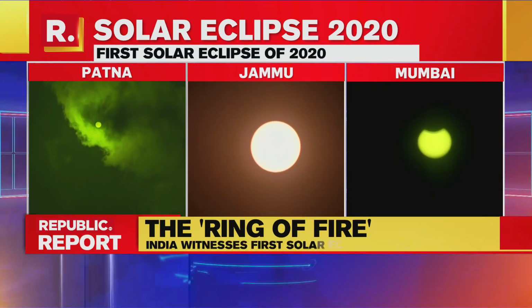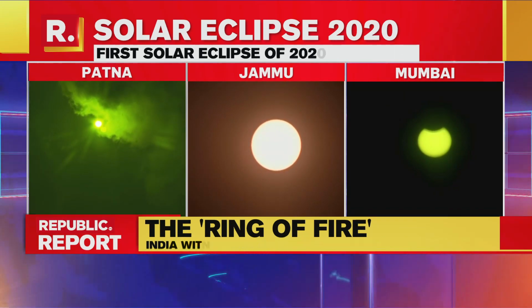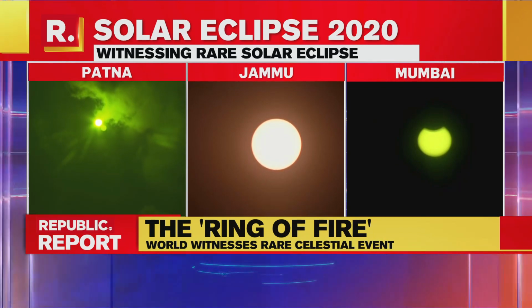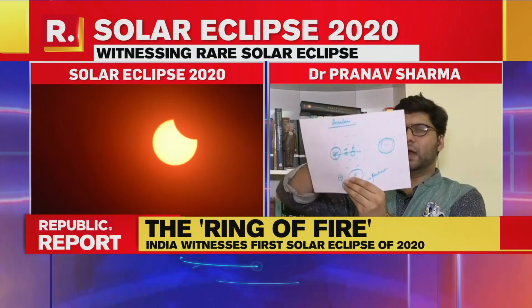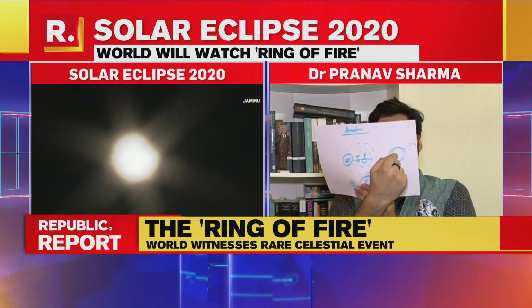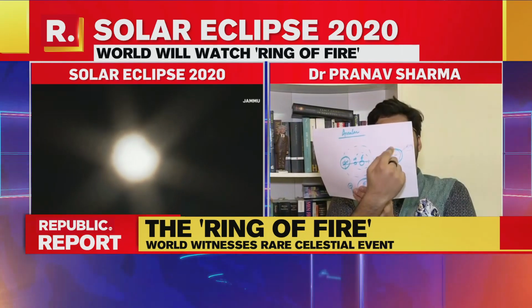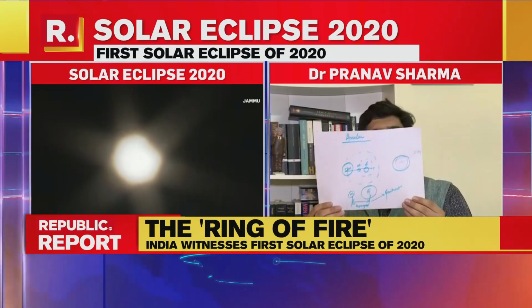But then what is the difference? Why do we see the ring? We see the ring because Earth and Moon are at the farthest distance, right? Because of that, the Moon appears smaller and is not able to cover the Sun entirely. So what you see is the Sun at the center and then there's a ring. That ring is because the Moon is at its farthest. That is called the point of apogee.